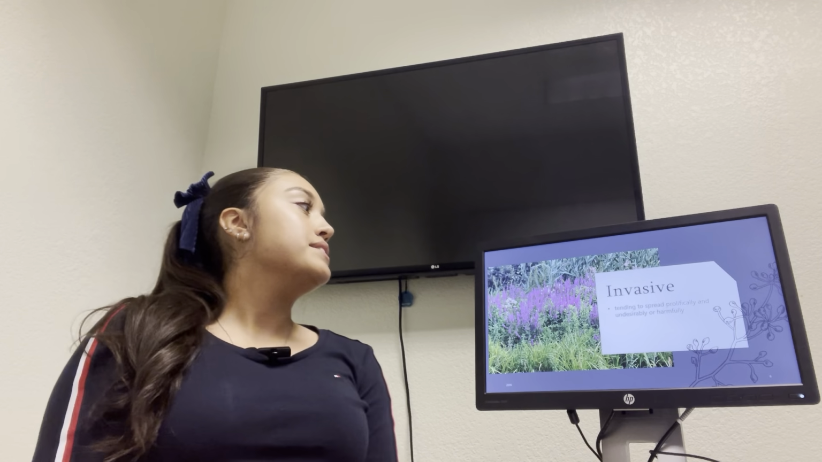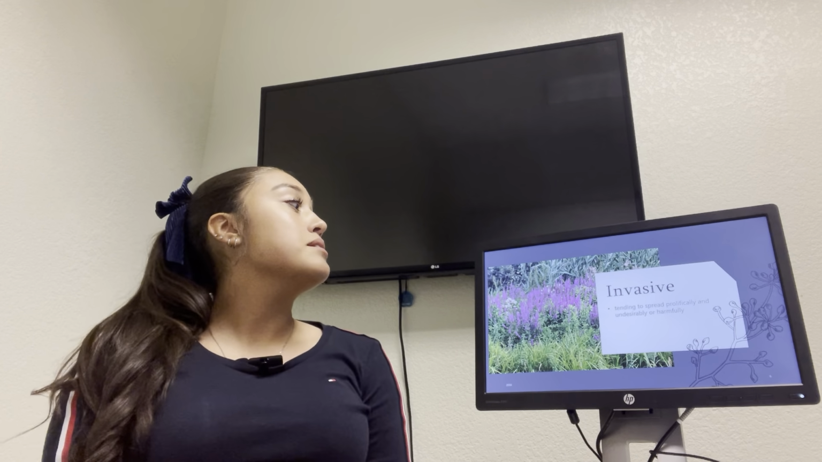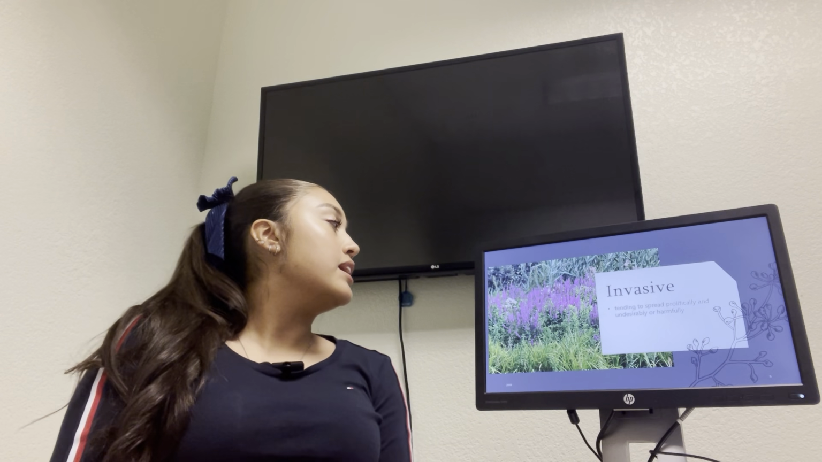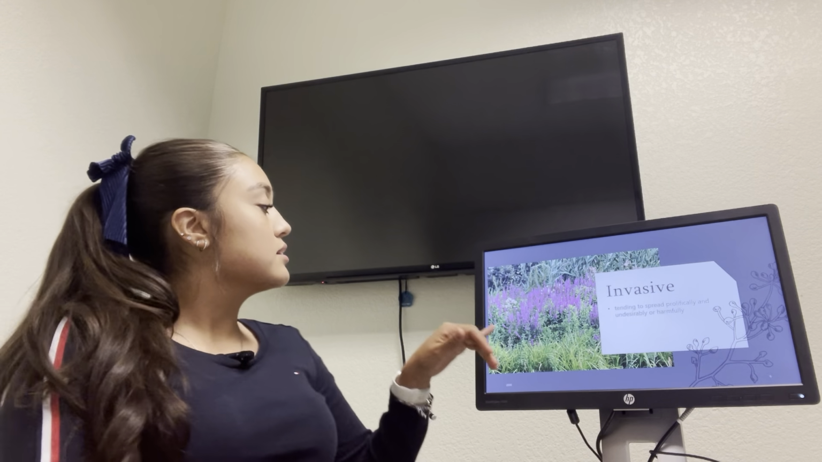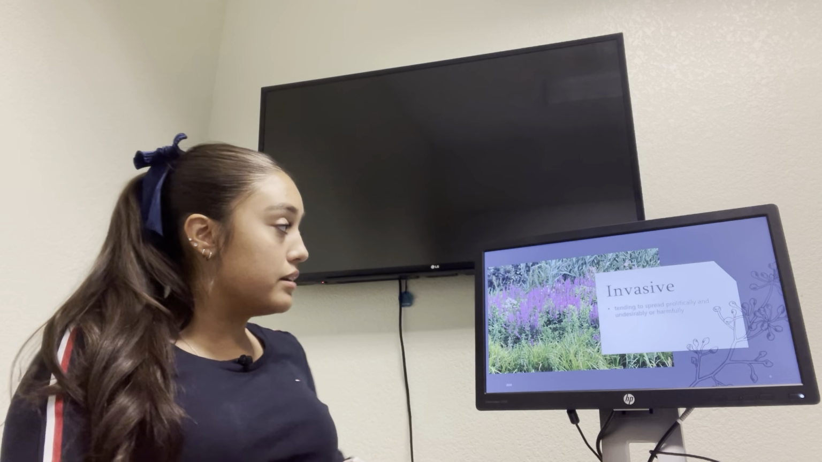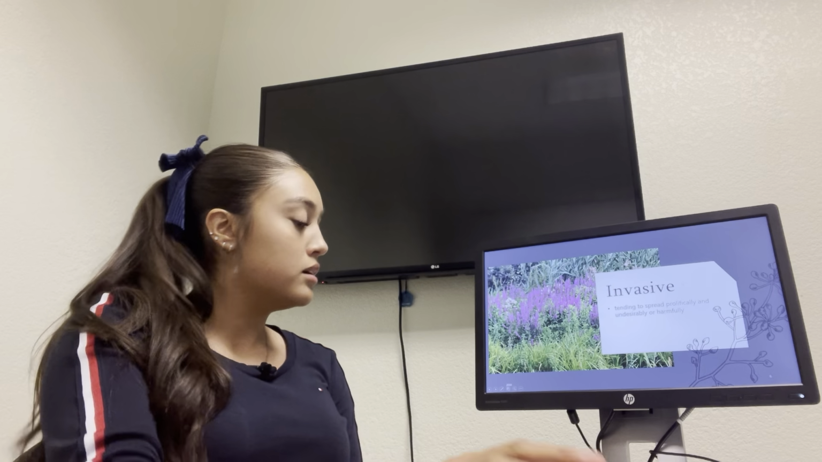Invasive. So invasive is tending to spread prolifically and undesirably or harmfully. So in this picture, you can tell that that purple flower is invasive over the other plants, the grass down here, and there's little specks of white flowers around there, but it took control and spread.